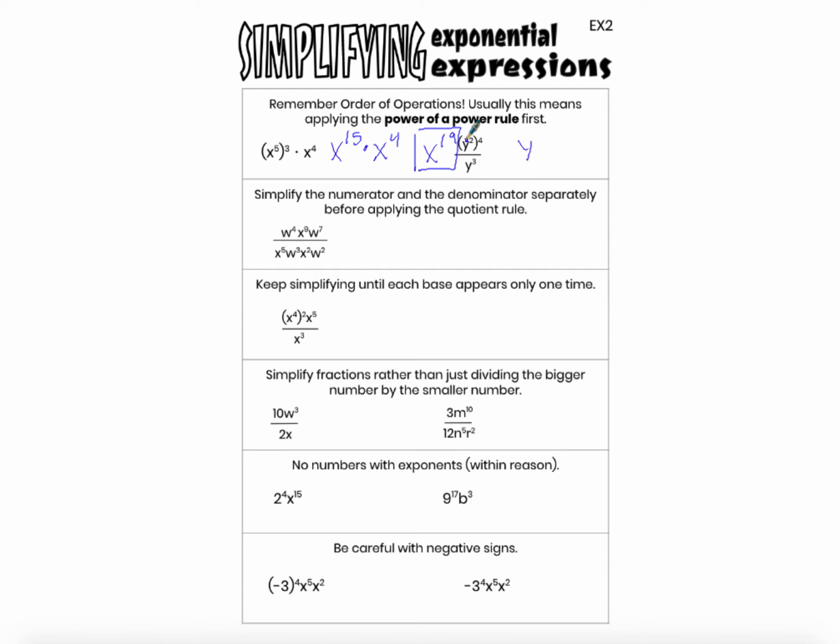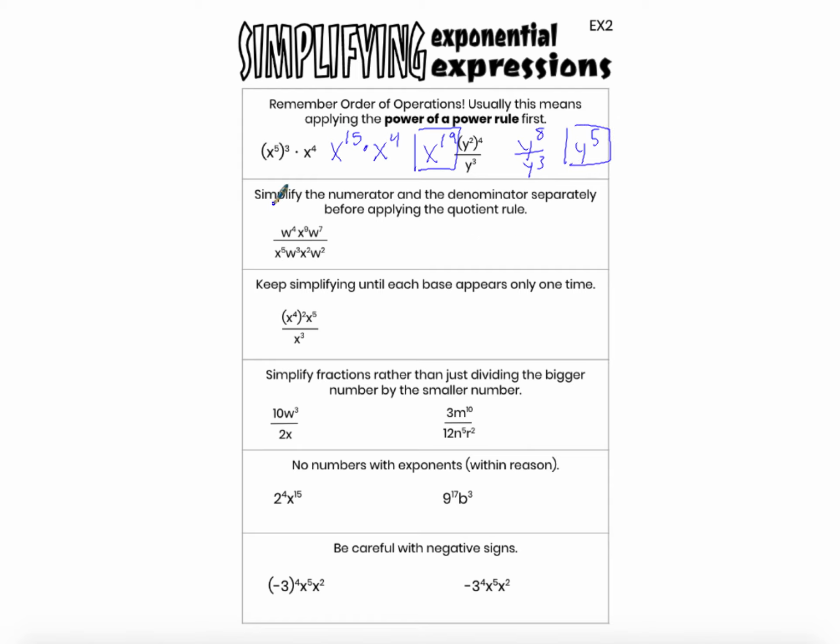In the second example, again, we can use the power rule. y squared raised to the 4th power gives me y to the 8th divided by y to the 3rd. Now, after having used the power rule, I can use the quotient rule and subtract my exponents.